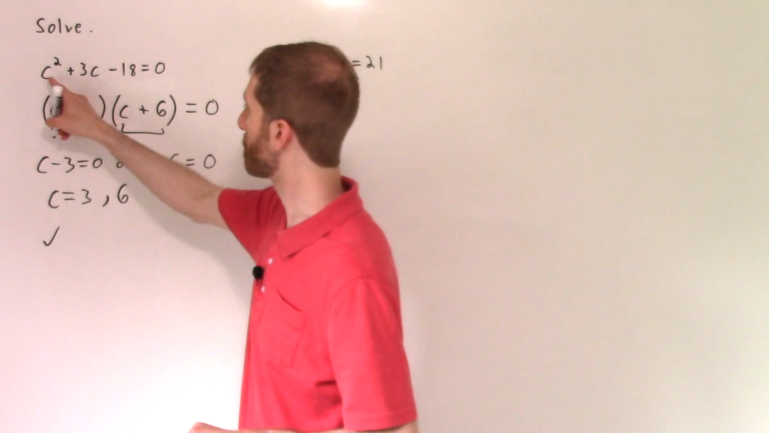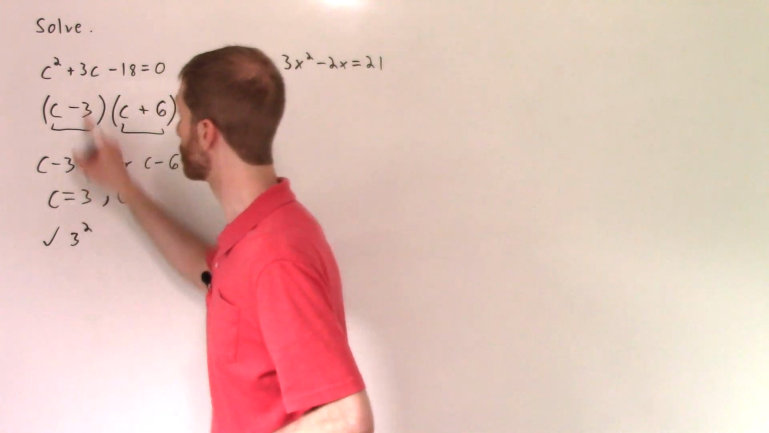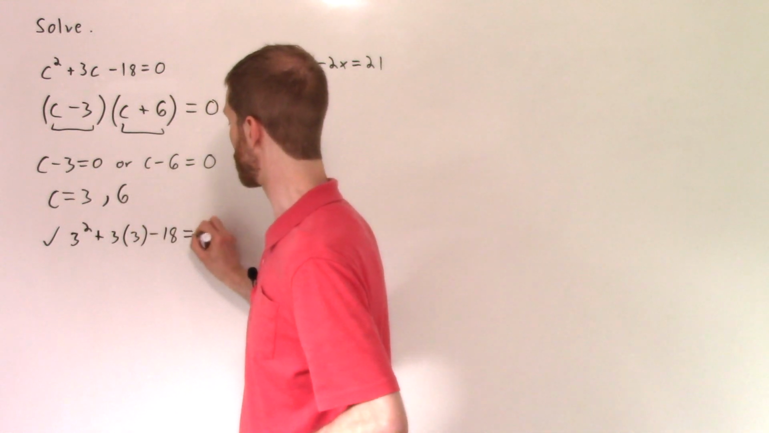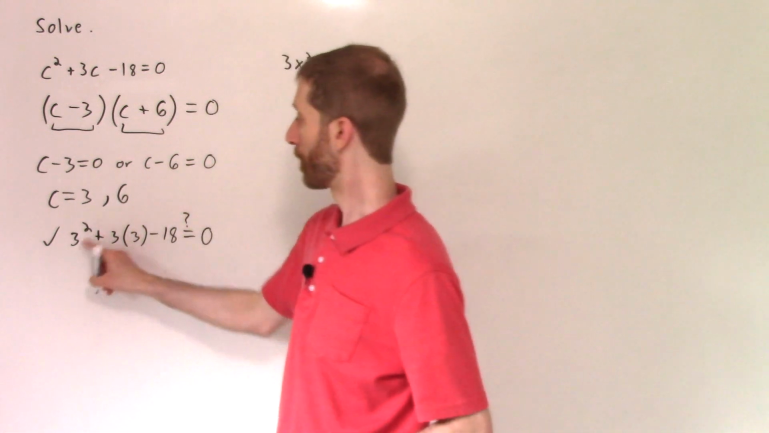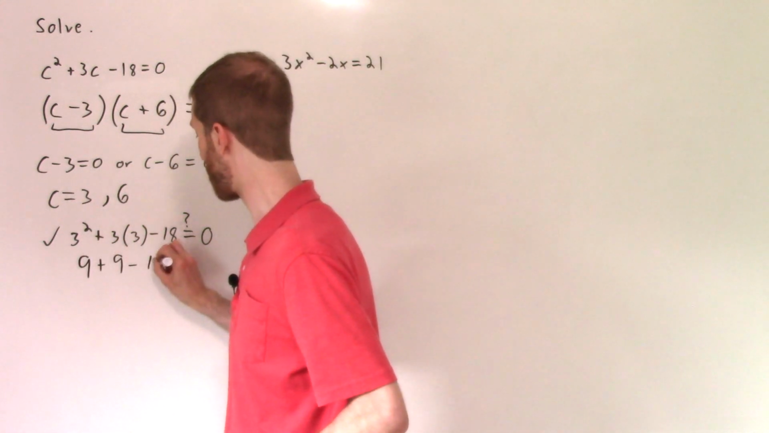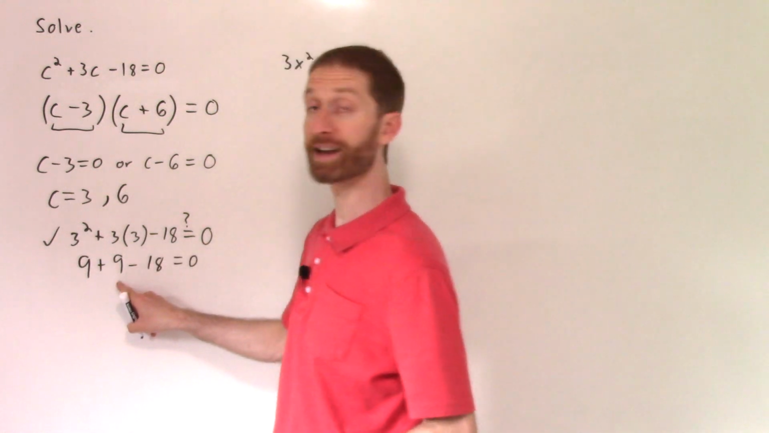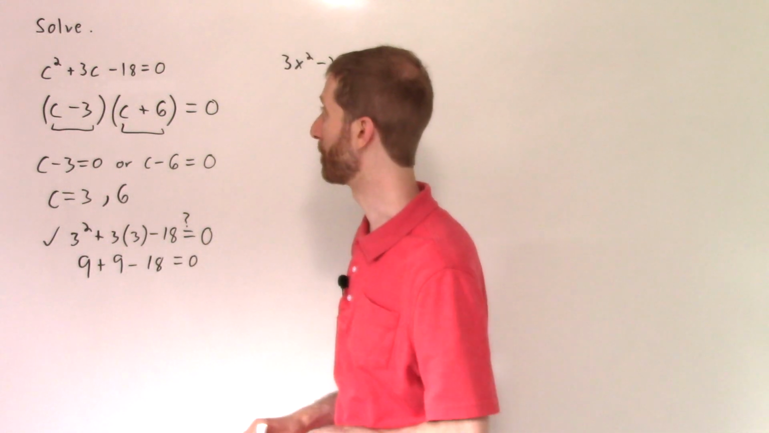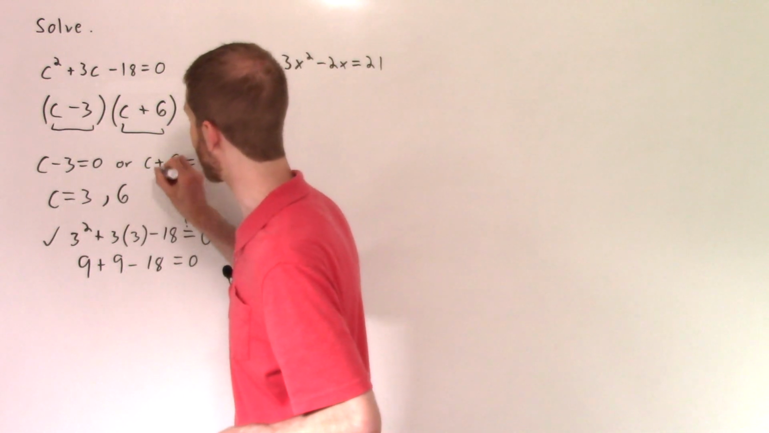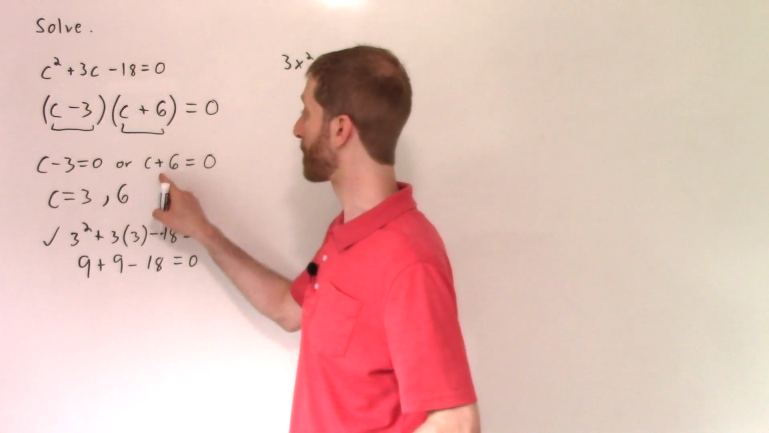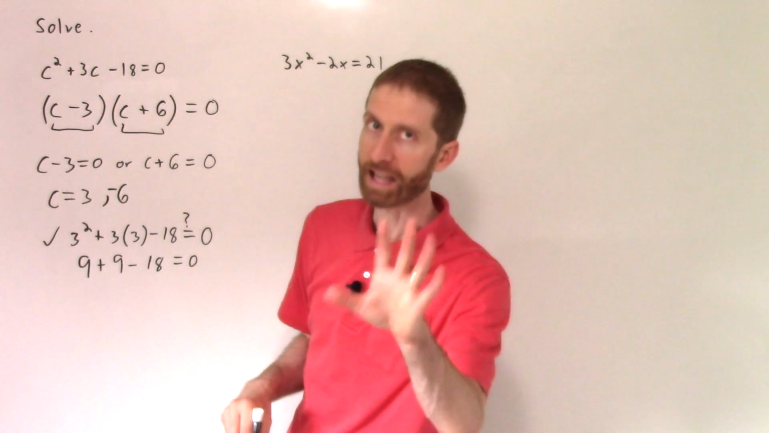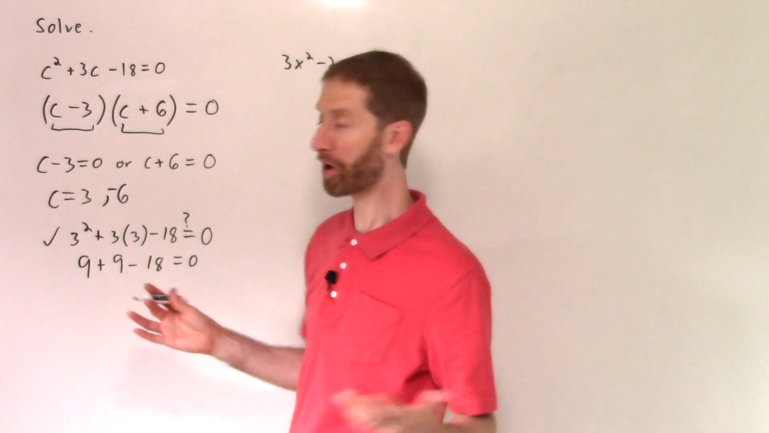So I take 3 and I plug it into this. I get 3 squared, plus 3 times 3, minus 18. And the question is, does it equal 0? Well, 3 squared is 9, and 3 times 3 is 9. And 9 plus 9 minus 18, well, 9 and 9 is 18, minus 18 is 0. We would do the same thing with negative 6. I made an error here. I just realized that, and that's why we check our work. This was c plus 6. I copied it wrong. So we would subtract 6 from both sides and get negative 6. And that's why we check our work.